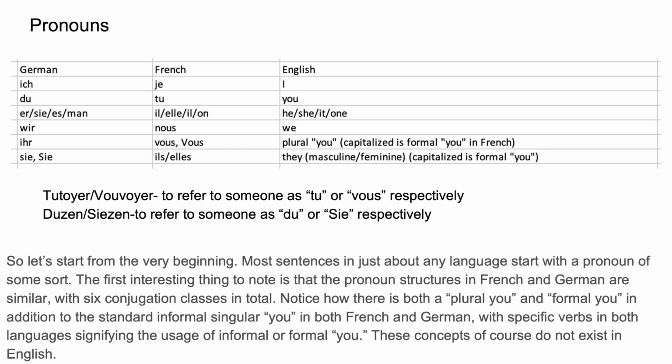So let's start from the very beginning. Most sentences in just about any language start with a pronoun of some sort. The first interesting thing to note is that the pronoun structures in French and German are similar, with 6 conjugation classes in total. Notice how there is both a plural you and formal you in addition to the standard informal singular you in both French and German, with specific verbs in both languages signifying the usage of informal or formal you. These concepts, of course, do not exist in English.